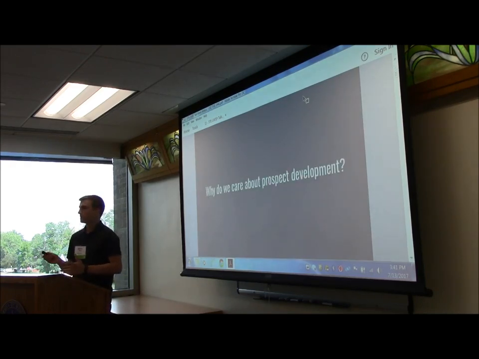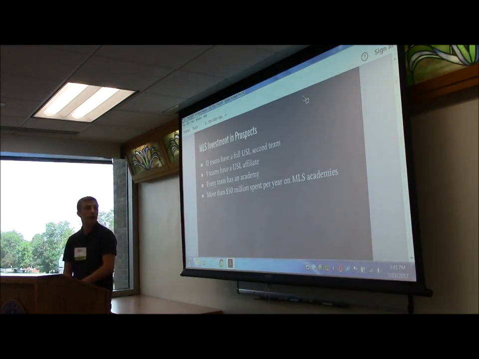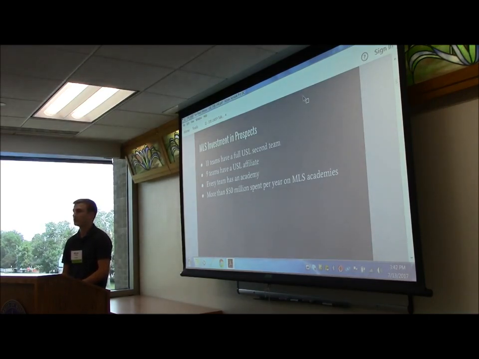So why do we care about prospect development? Do we care about prospect development in MLS? MLS teams certainly do. So 11 MLS teams have a full USL second team, and the USL is in the second division of the US soccer pyramid. For those teams, they own and operate the second team, and that serves, to some extent, like a minor league baseball team would. So a place to get players who might not get minutes on the first team, a place to try out players, and also a place to habituate those players to the way of playing that the first team will have. So 11 own and operate their own USL teams.